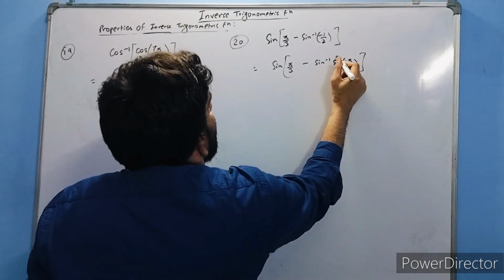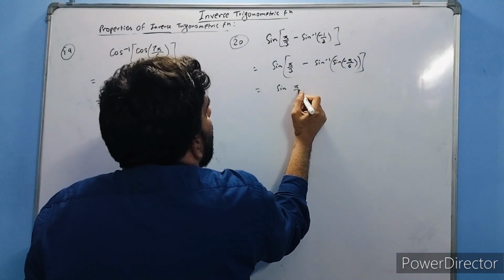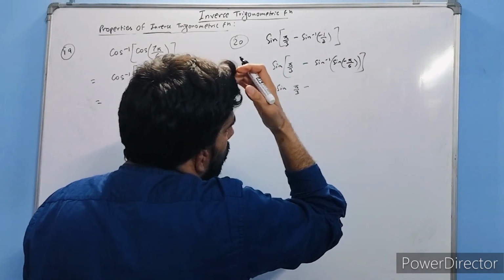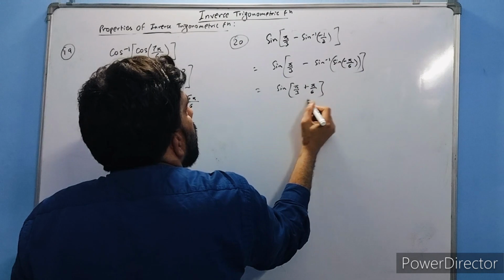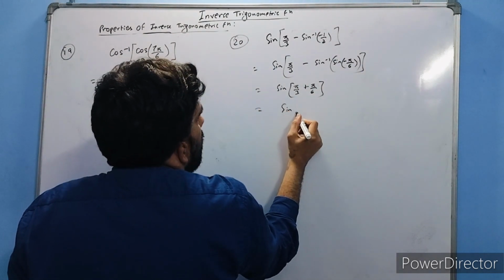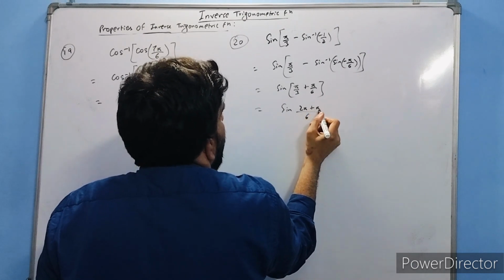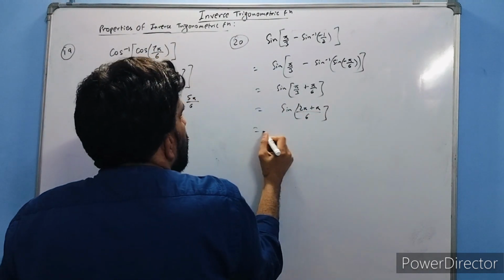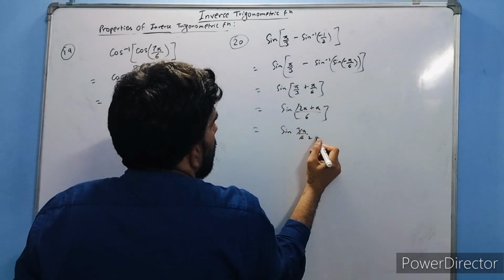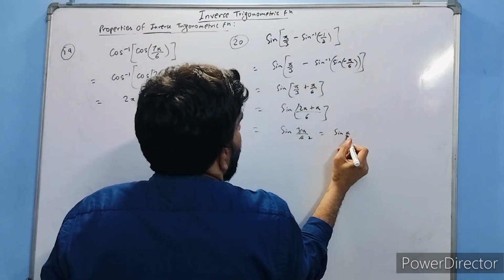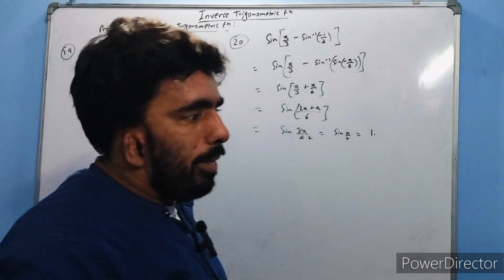So what will happen now? We have sine of (pi by 3 minus (minus pi upon 6)), which gives plus pi upon 6. So we have sine of (2 pi plus pi upon 6), so we have sine of 3 pi upon 6. So we have sine pi by 2, which is 1. So that's how we are able to find the solution.